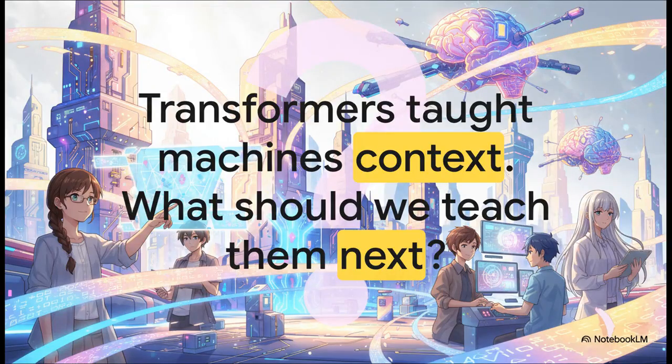So when you boil it all down, the Transformer's great gift to AI was context. The ability to understand not just individual pieces of data, but the whole intricate web of relationships between them. It's what took AI from a cool lab experiment to a technology that's truly changing the world. And it leaves all of us with the biggest question of all. Now that machines can truly understand context, what's the next great leap we need to teach them?